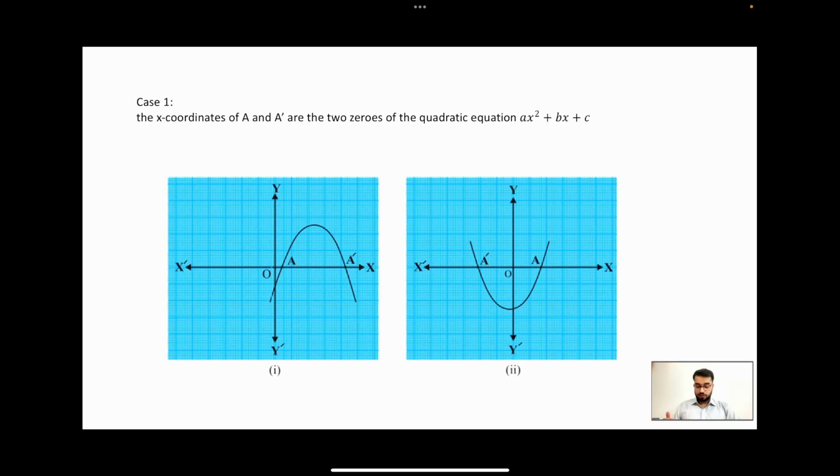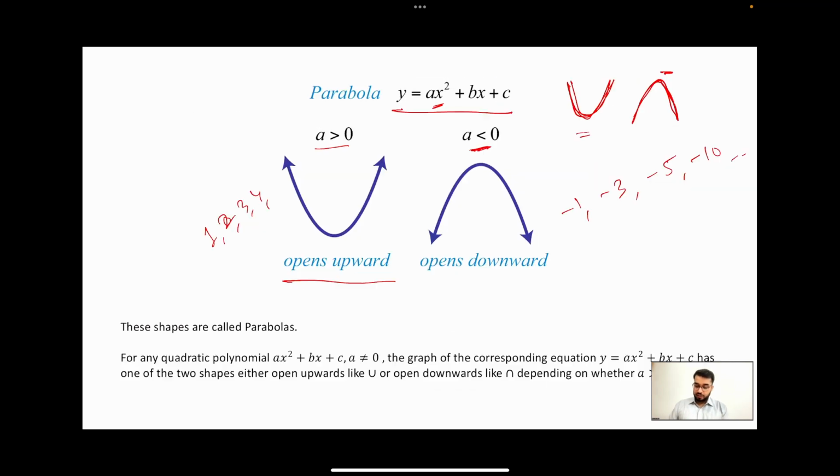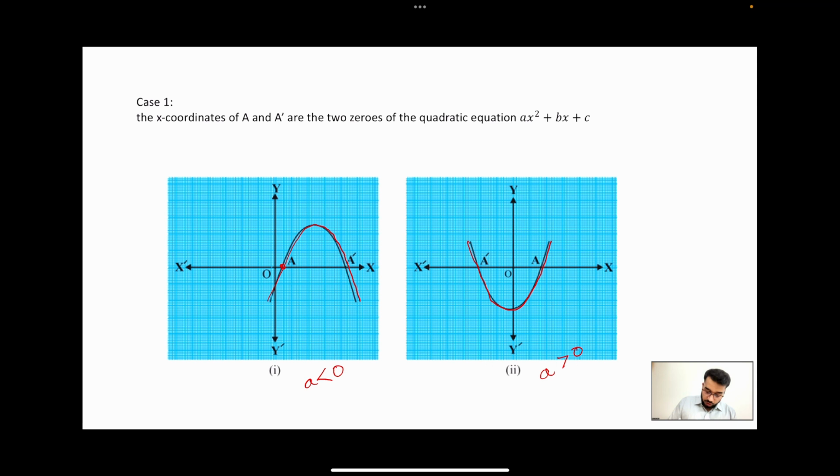Now moving on. In graphs of quadratic polynomials, we have different cases. Here you can check in the first figure, the graph is facing downwards. So that means a, our coefficient of x square, will be less than 0. And here the graph is opening upwards, so the coefficient of x square would be greater than 0. Now this case is the basic one which you saw before also. Here the quadratic polynomial cuts the x-axis at 2 points. So alpha and alpha dash are zeros of the quadratic polynomial.